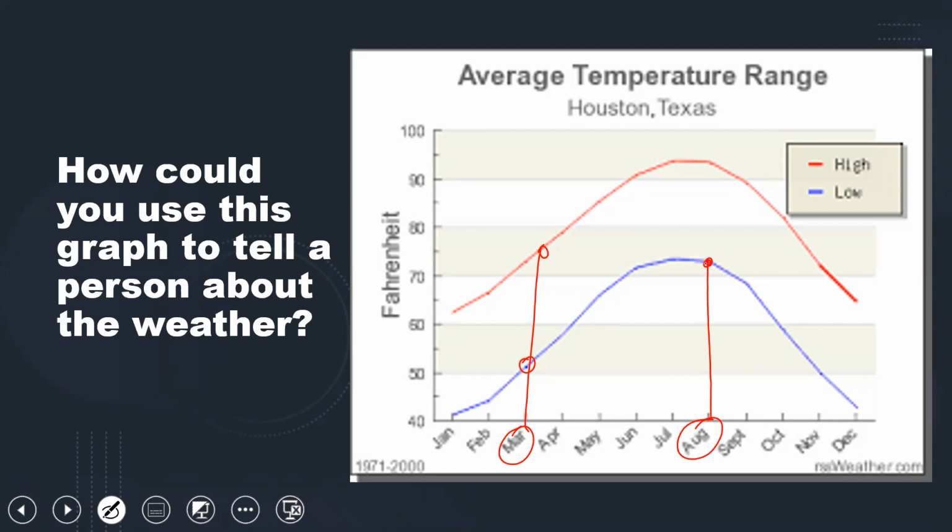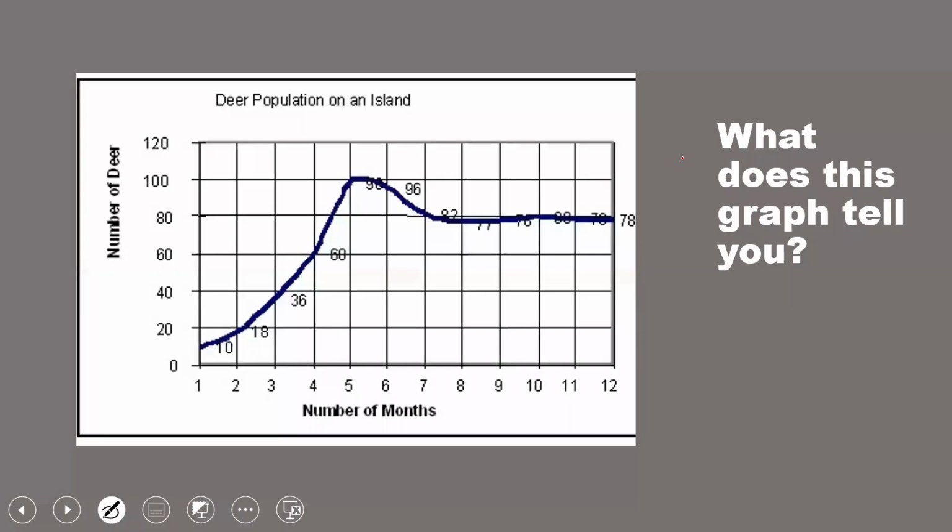All right, so it's about July. Very well done. Okay, so pretty simple. All right. So, what does this graph tell us about? What's the title? All right, population of what? Population of deer. All right, good job, Ashley. Deer population on the island. So someone is using this graph to tell how many deer are on the island per month.